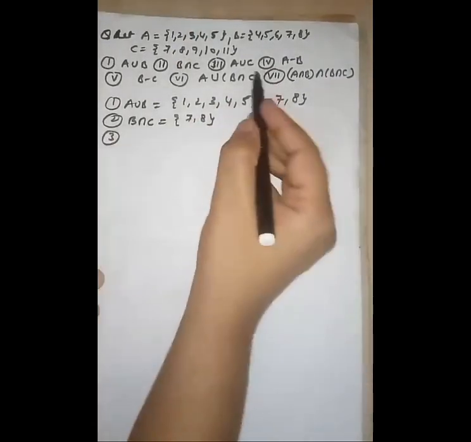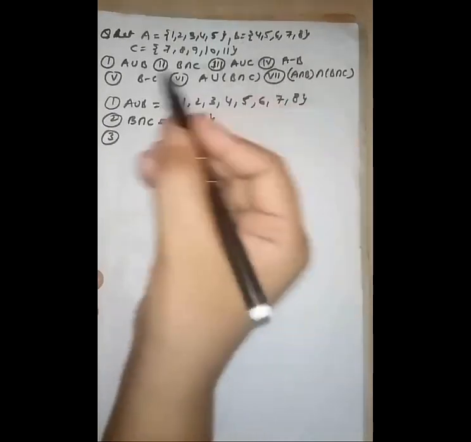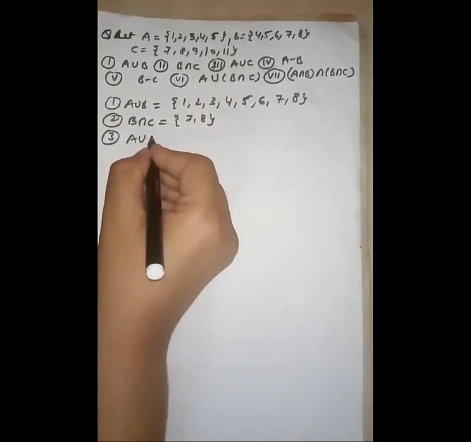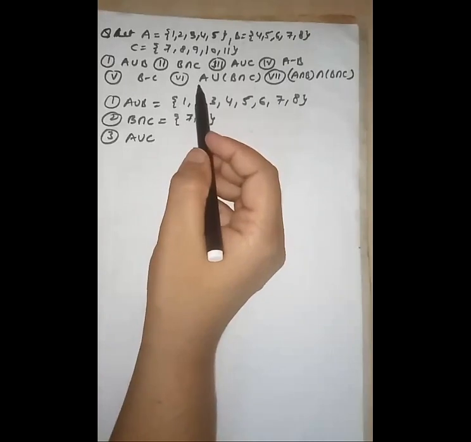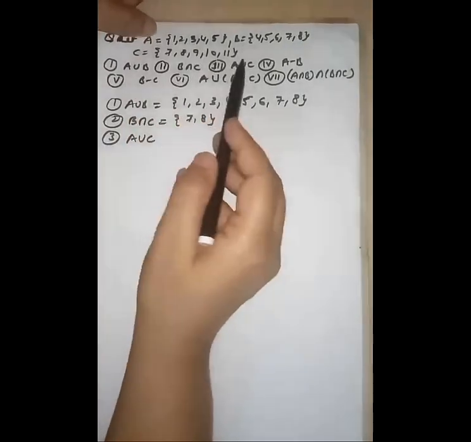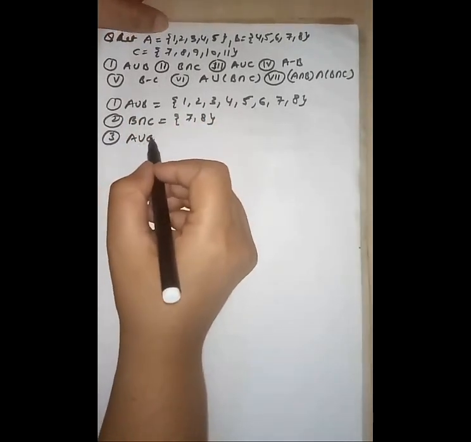Now the third one is A union C. Now taking sets A and C, the operation is union.